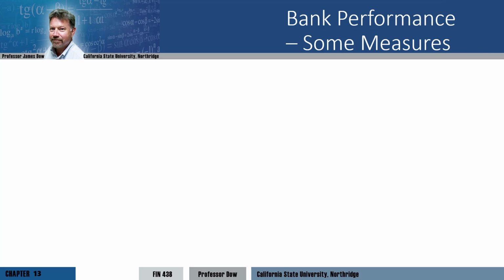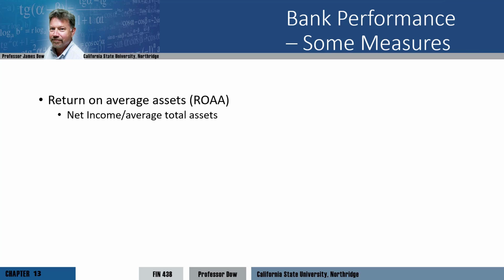We know there are a number of different financial ratios we can use to evaluate companies. One ratio that is particularly important for banks is the return on average assets, since a bank's primary business is managing the asset side of the balance sheet by making loans. This ratio is calculated as net income divided by average total assets.